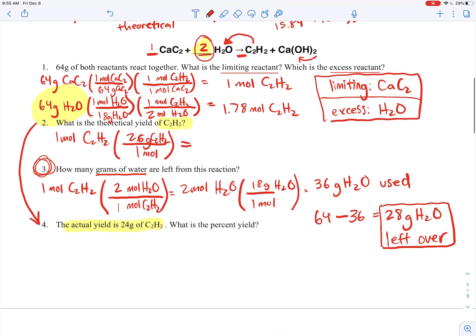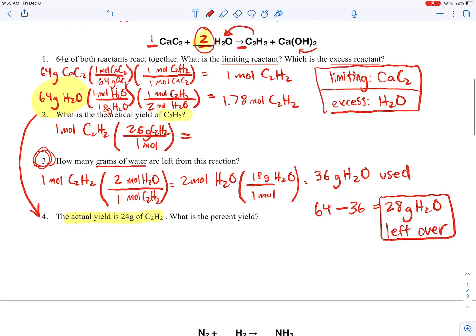Okay? So that's how you do these limiting reactant type problems. Those are all the different kinds of problems you might encounter for limiting reactants.